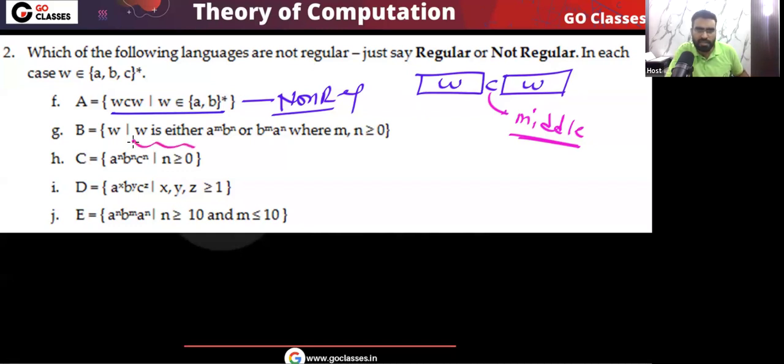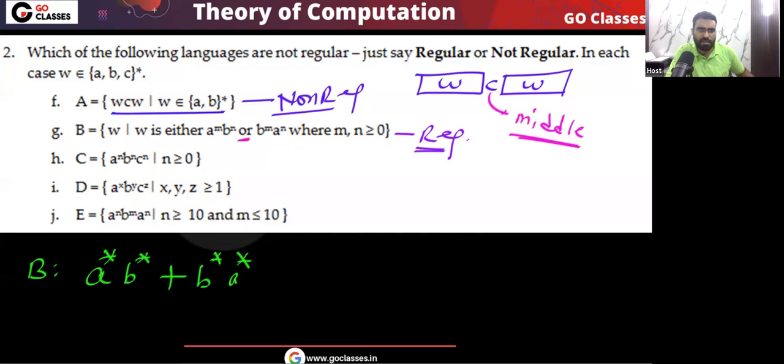That is, W is either a power m, b power n, or b power m, a power n. So this is regular. Why is this regular? Because this is just the union of two languages. Look at option B. Option B is basically the union of two languages. It is a star b star union b star a star. Yes or no? This is your option B, because this is the union of two languages. Is this clear? So there is a regular language, that is a power m, b power n.